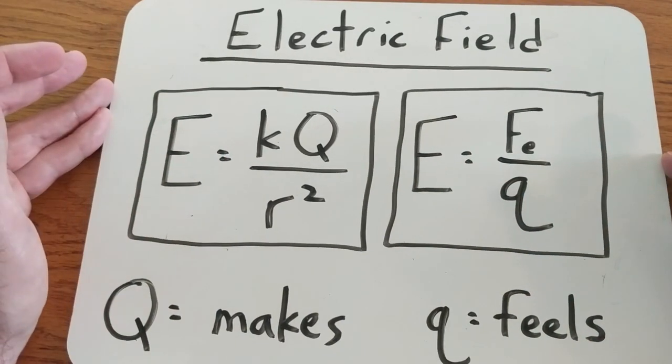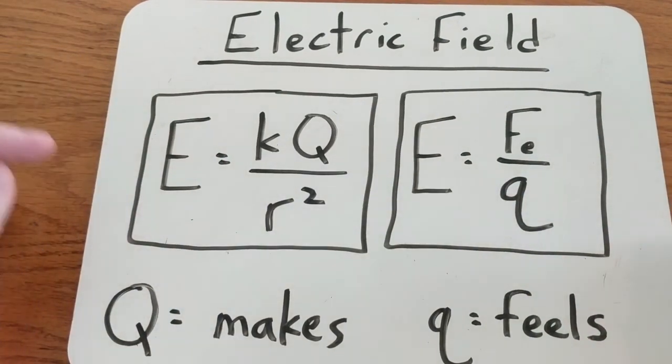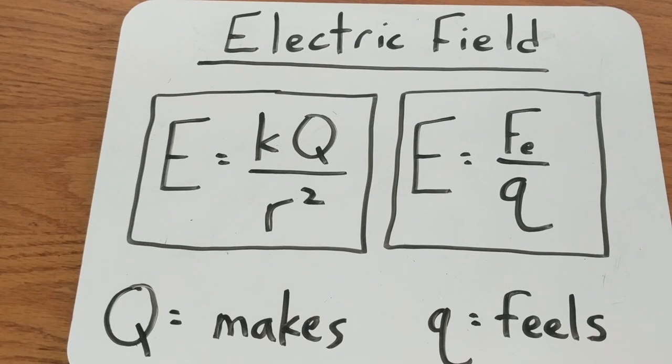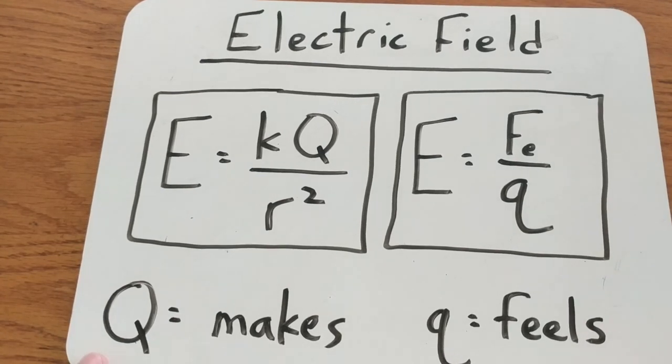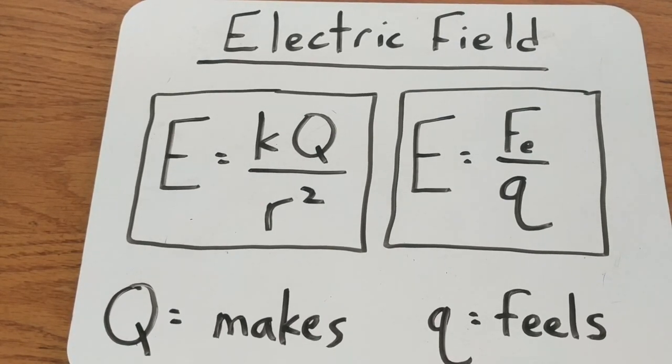All right, so there are two main equations that deal with this. We have E equals k big Q over r squared, and we have E equals Fe over little q. Now notice we have big Q and little q. They still represent charges since it's Q, but it does matter between big Q and little q. Big Q makes and little q feels.